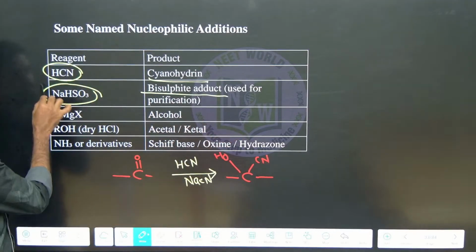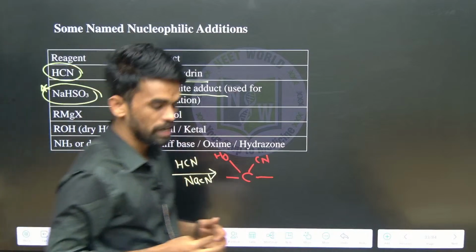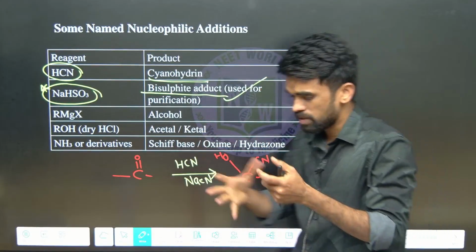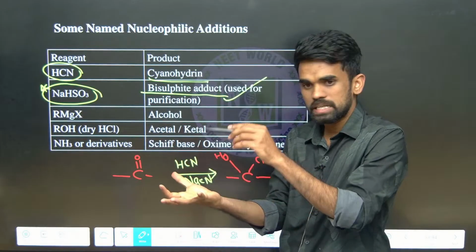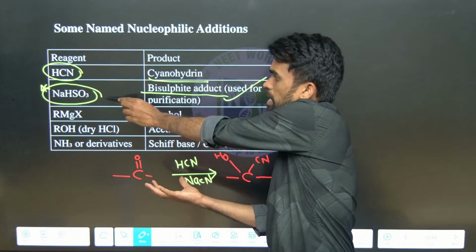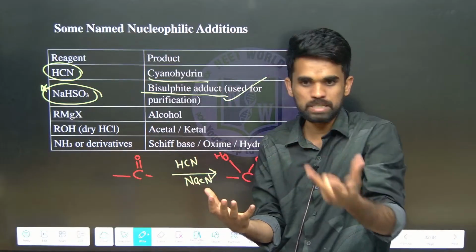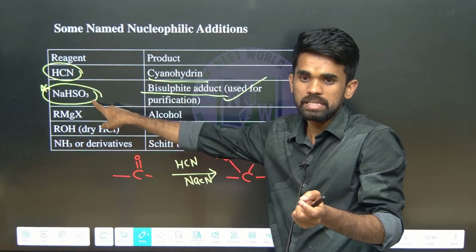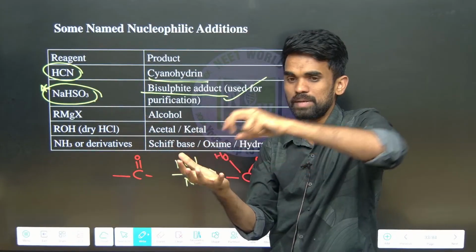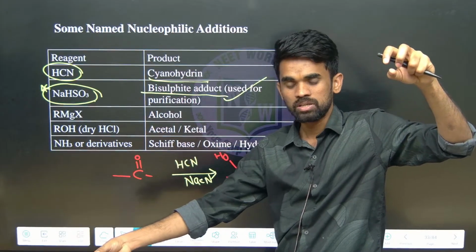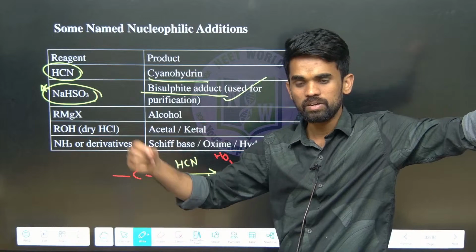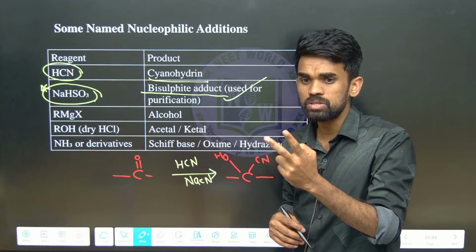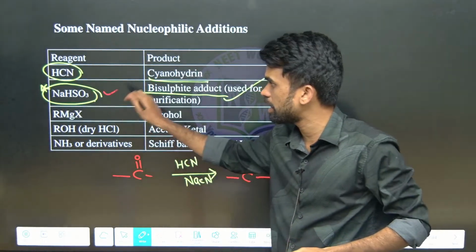What is the use of this? We can separate aldehydes and ketones from other compounds using this NaHSO3, because whenever aldehydes or ketones are present in the given mixture, they combine with it and form a precipitate. Only aldehydes and ketones will form a precipitate. That precipitate or crystal can be separated from the remaining mixture. So our aldehydes and ketones are separated. Is this clear?